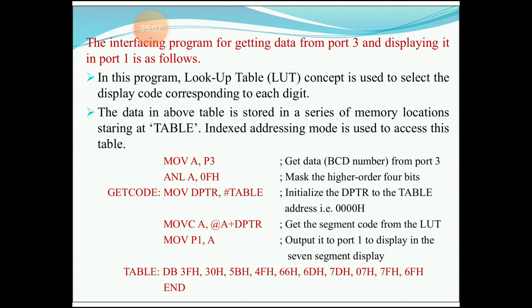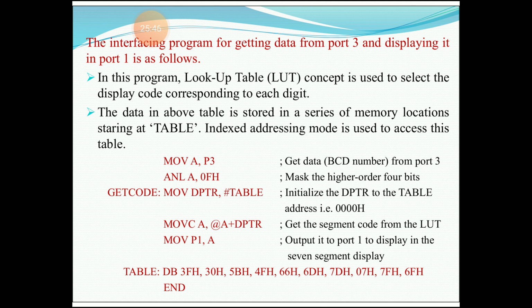This segment code is copied to the accumulator. After that, the accumulator contains the segment code. This segment code is transferred to port 1 by using MOV P1, A. Now port 1 contains the 8-bit segment code. This segment code is given to the IC 74240, which complements the bits of the segment code and gives it to the common anode type display device, which displays the corresponding BCD number.